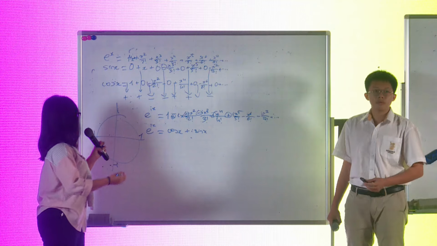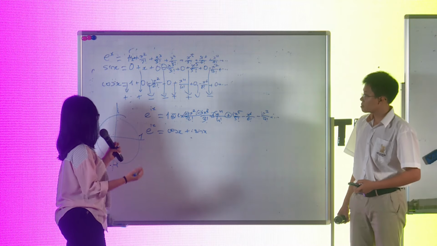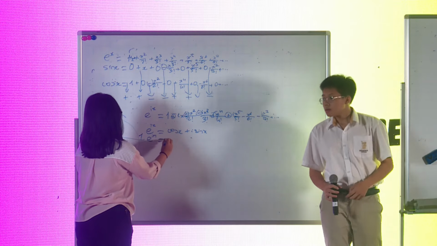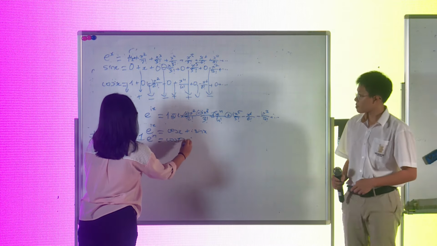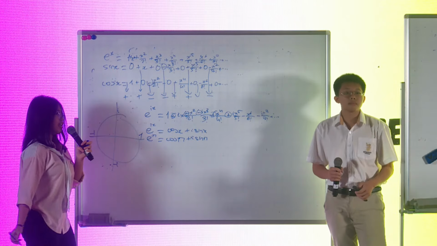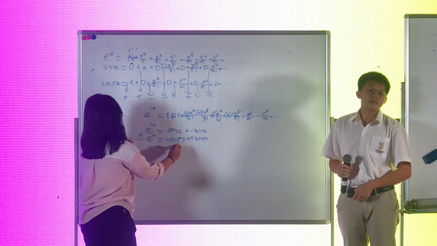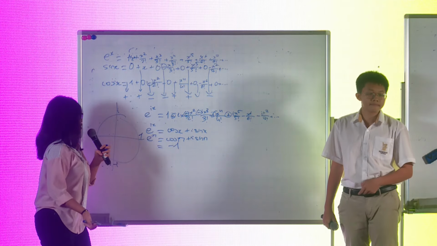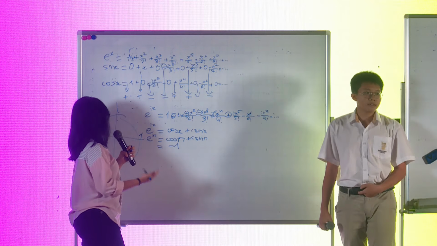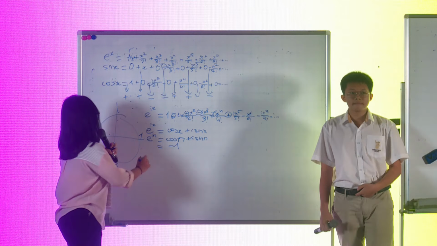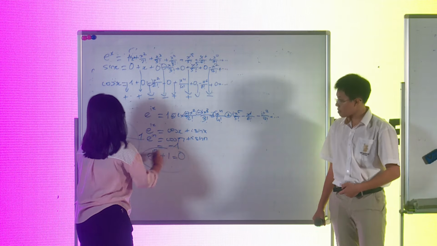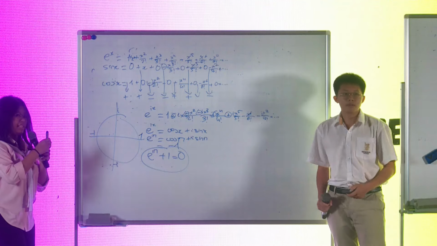So now, to conclude Euler's identity, I will plug in pi for x. So then we will have e to the power of i pi will be equal to cosine of pi plus i times sine of pi. Cosine of pi is equal to minus 1. Sine of pi is equal to 0. So therefore, e to the power of i pi is equal to minus 1. So therefore, e to the power of i pi plus 1 will be equal to 0. And that concludes Euler's identity.